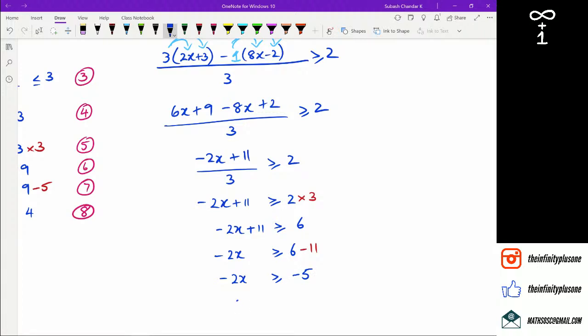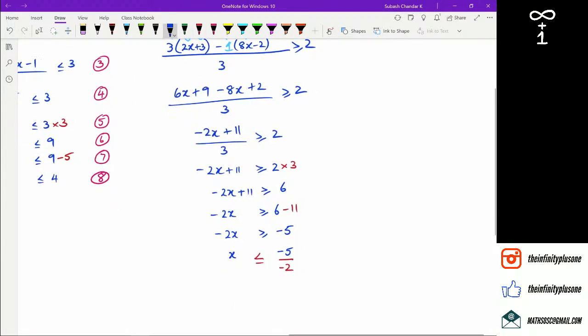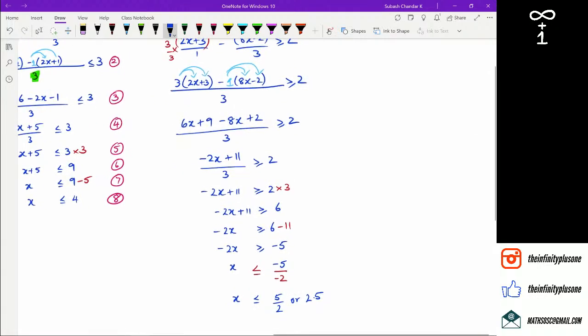Last step is get rid of the negative 2 to the other side, and I'm dividing by a negative number. And because I'm dividing by a negative number, I have to switch the sign. And once I've switched the sign, I can do negative 5 over negative 2. So you can leave it as just positive 5 over 2 or 2.5.